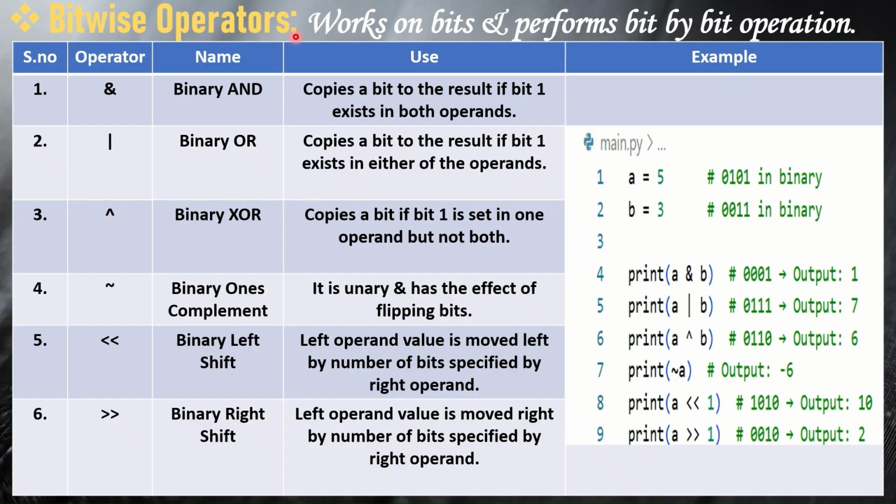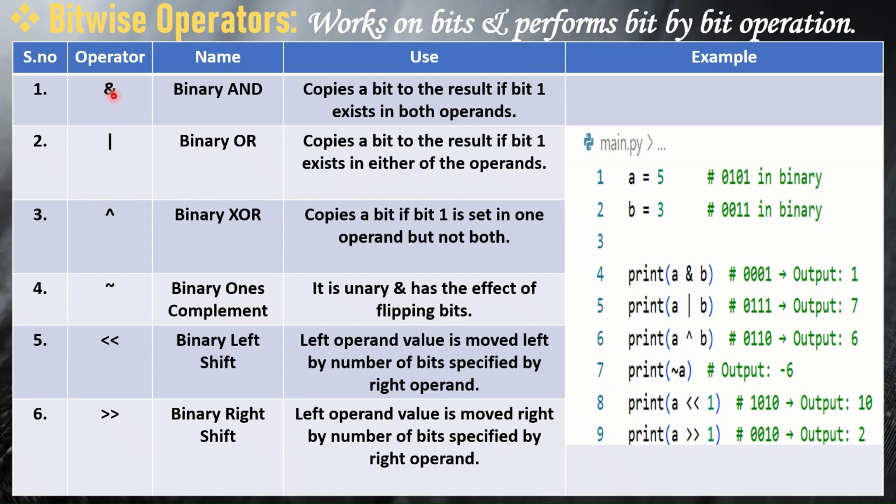Next, we have bitwise operators. Logical operators are mainly used to perform logical operations whenever we have two or more conditions, right? Similarly, bitwise operators work on bits instead of conditions and perform bit by bit operations. Here I have given one table that lists the bitwise operators. We have 6 types of bitwise operators, their names and their uses. And I have given one example demonstrating those operators.